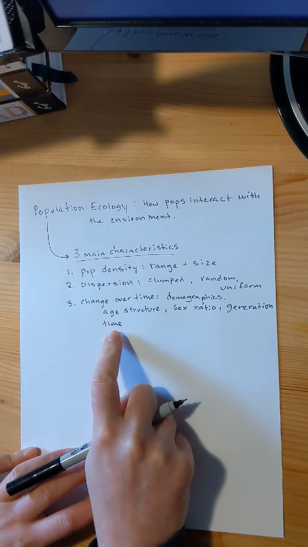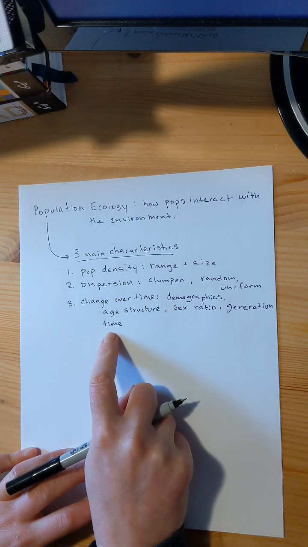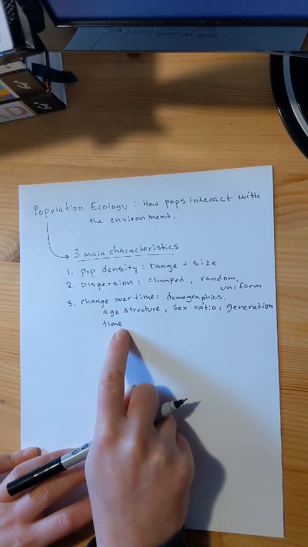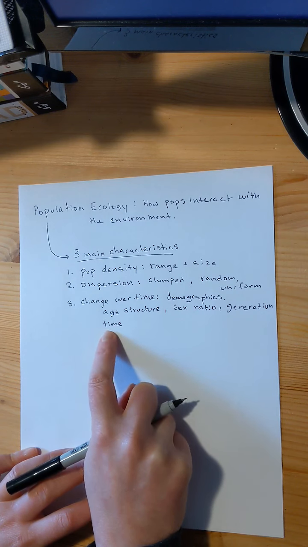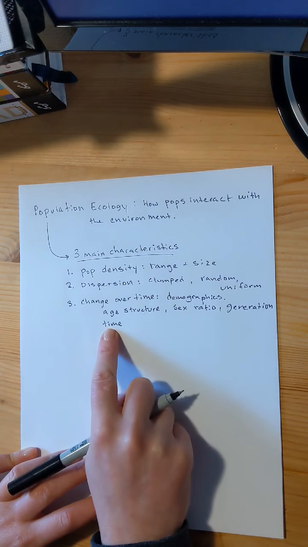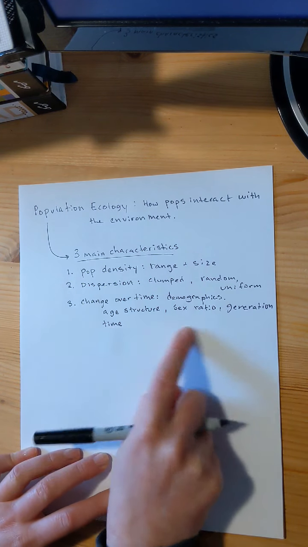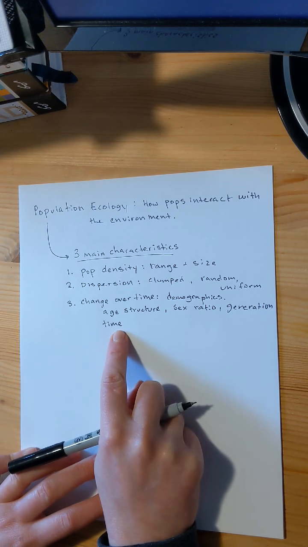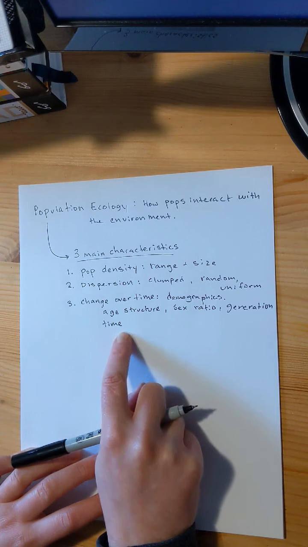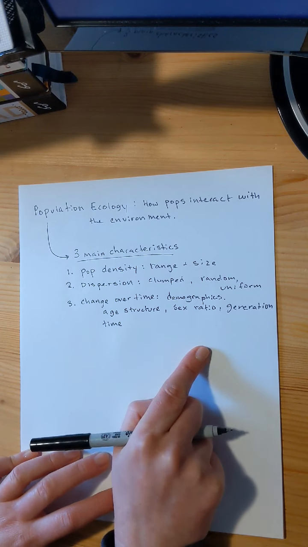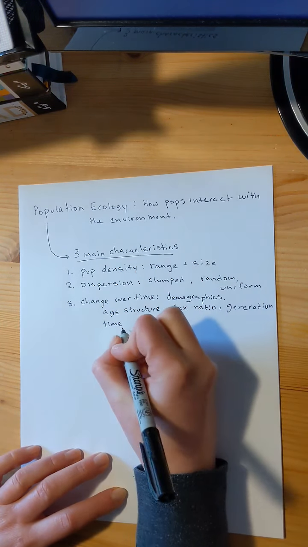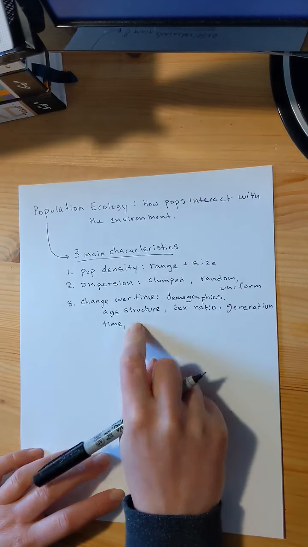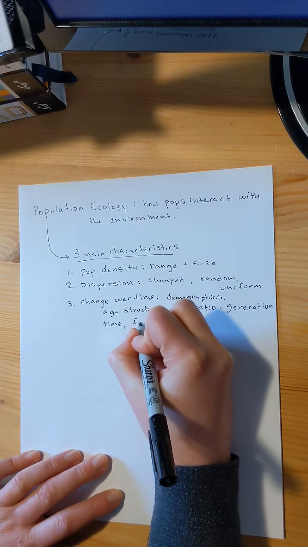Which is the time from birth till the average birth of another offspring. So if humans usually have kids by 22, our generation time would be 22 years. If humans usually had kids around 15, our generation time would be 15 years. So your birth to the time of your first offspring, that's the generation time. Then we want to think about how many offspring you have at once.